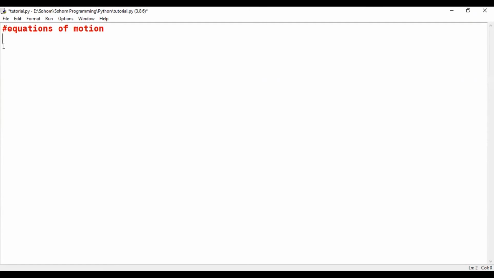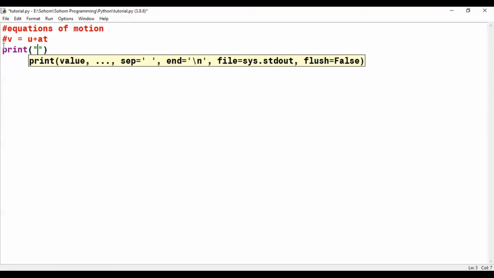The first equation, let's say I write v is equal to u plus at. V is equal to u plus at, so we have to find the value of v. So this will be the print. I'm just going to write a statement here.